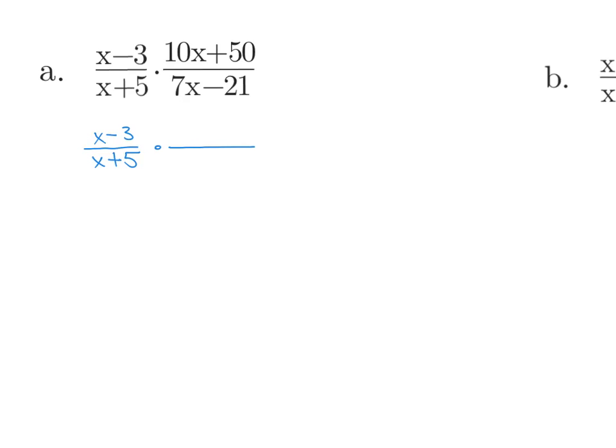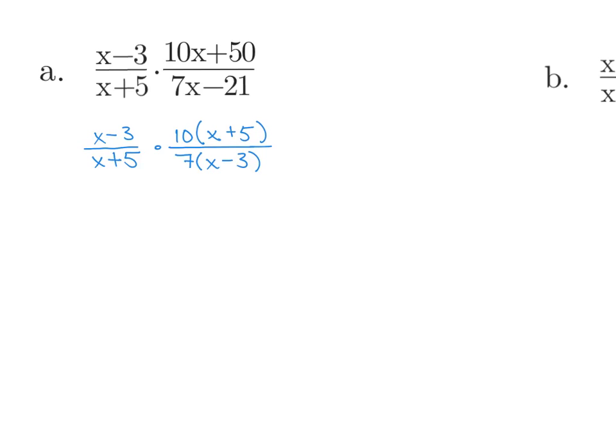we can start by factoring out a 10. If we factor out a 10, inside we are going to be left with 10x divided by 10 is x, and 50 divided by 10 is 5. On the bottom, I can factor out a 7. So if we factor out a 7, we divide each term by 7. 7x divided by 7 is just going to be x, and minus 21 divided by 7 is going to be minus 3.